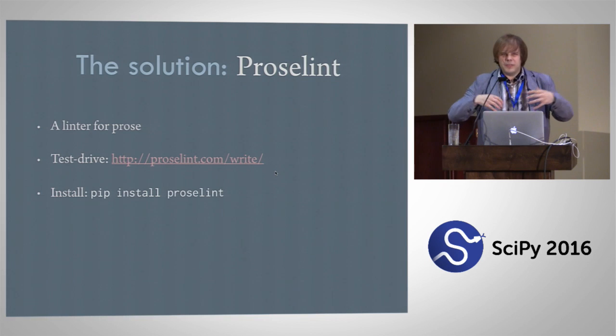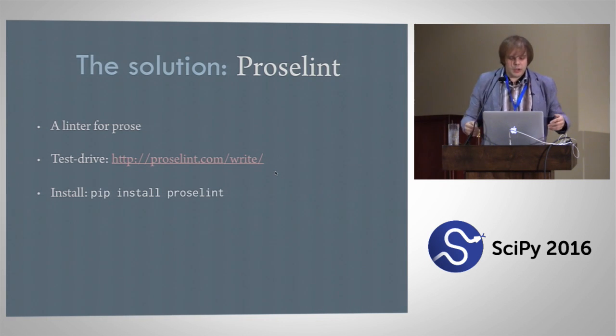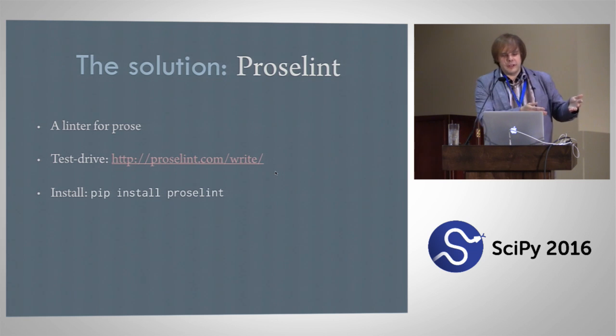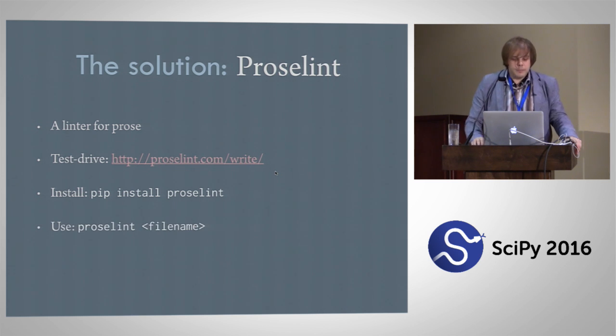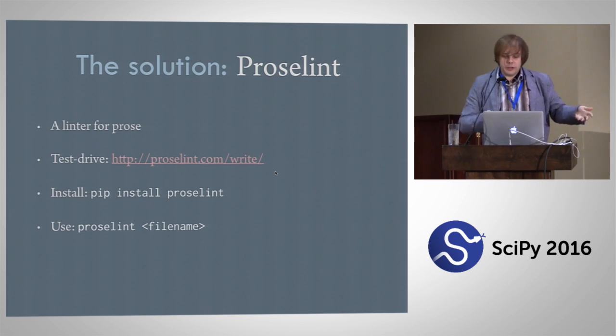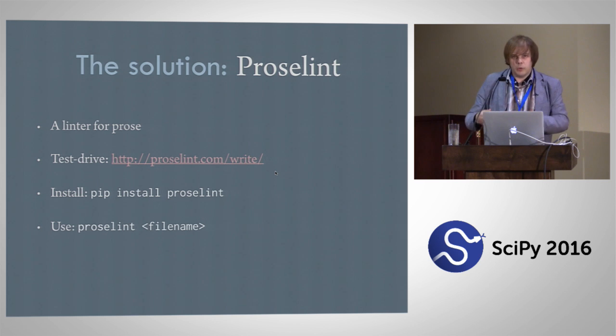So you have an idea of what it's kind of doing. Now you can just install it. Pip install Proselint, that's all you need to do. It's Python 2 and Python 3 compatible, and once you have it, all that you need to do to use it on the command line is type Proselint and then whatever file name you want.